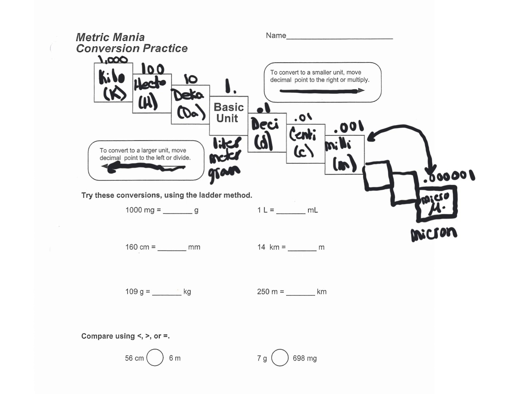So taking this first example here, if you have 1,000 milligrams, so milligrams is here, and you want to go to grams, which is your basic unit, you're moving to the left, and then you just count how many times you move. You start here, you move 1, 2, 3. If your decimal place is here, you move it left 1, 2, 3, and you end up with 1 gram.